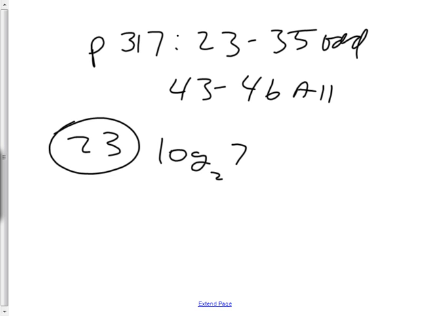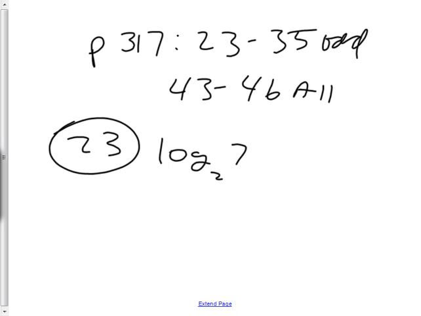So what are you going to type? Log 7 over log 2. Done. You get the decimal and you're done. Super easy. Okay, that's the first kind of problem. The next few problems, as we move towards 35, say write this using only natural logs.